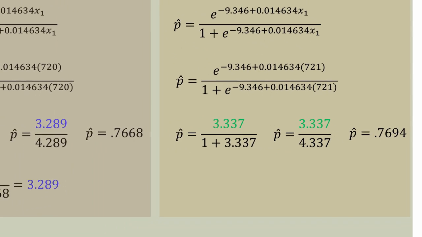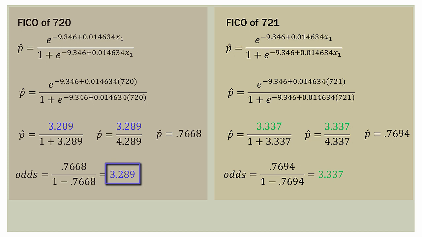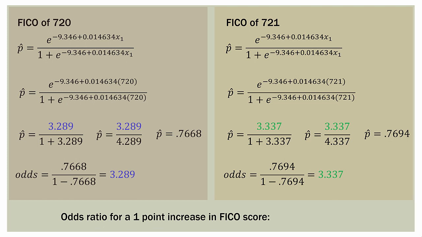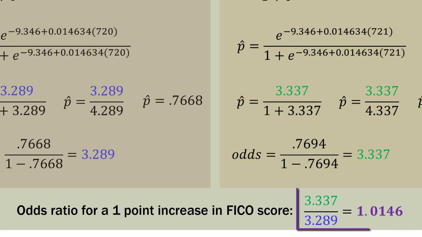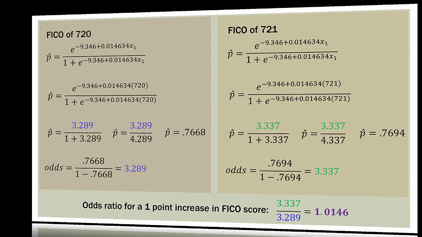So on the left, with a FICO score of 720, we have an estimated probability of 0.7668. On the right, with a FICO score of 721, we have an estimated probability of 0.7694. So it's a bit higher. Now the odds, we can do that too, are 3.337. So on the left, with a FICO of 720, it's 3.289. On the right, with a FICO of 721, the odds are 3.337. Now, if we take the odds ratio for this 1 point increase, we have this 3.337 over here on the right, divided by 3.289 over here on the left, and we get 1.0146. Now, where have we seen that before?